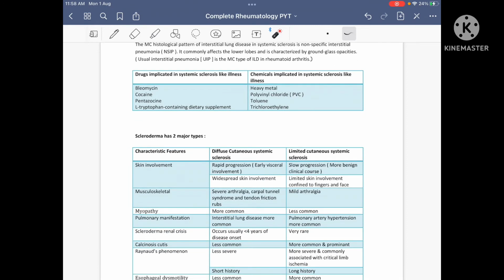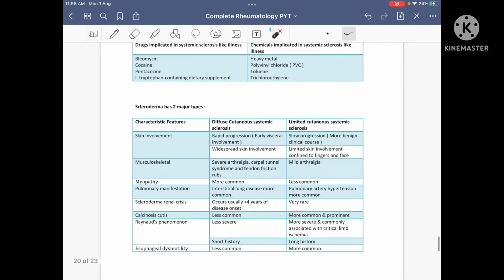Scleroderma mainly has two types, diffuse and limited. The diffuse type is rapidly progressive with widespread skin involvement, but the limited type is slowly progressive with limited skin involvement confined to finger and face. In the diffuse type, skeletal myopathy and scleroderma renal crisis are more severe. But in limited, the calcinosis cutis, the Raynaud phenomenon, and the esophageal dysmotility are more common.